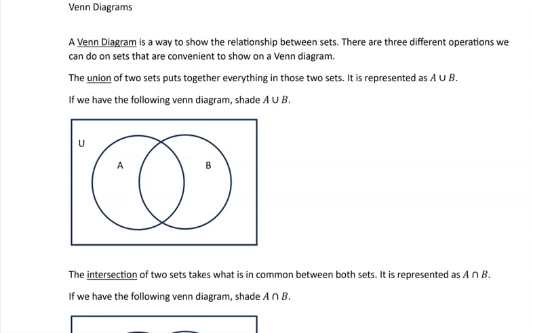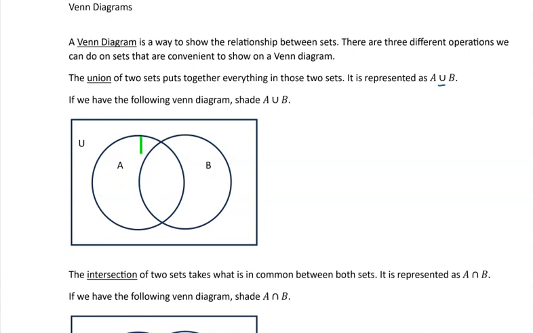The union of two sets puts together everything in those two sets. It is represented as A union B. So if we have the following Venn diagram, shade A union B. First off, before we get to that, a couple things. A and B are two sets.